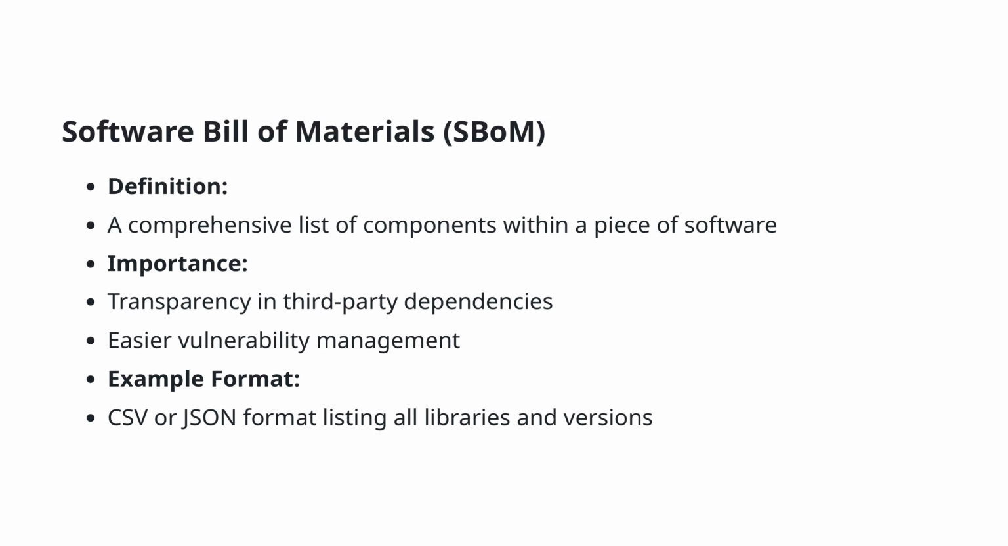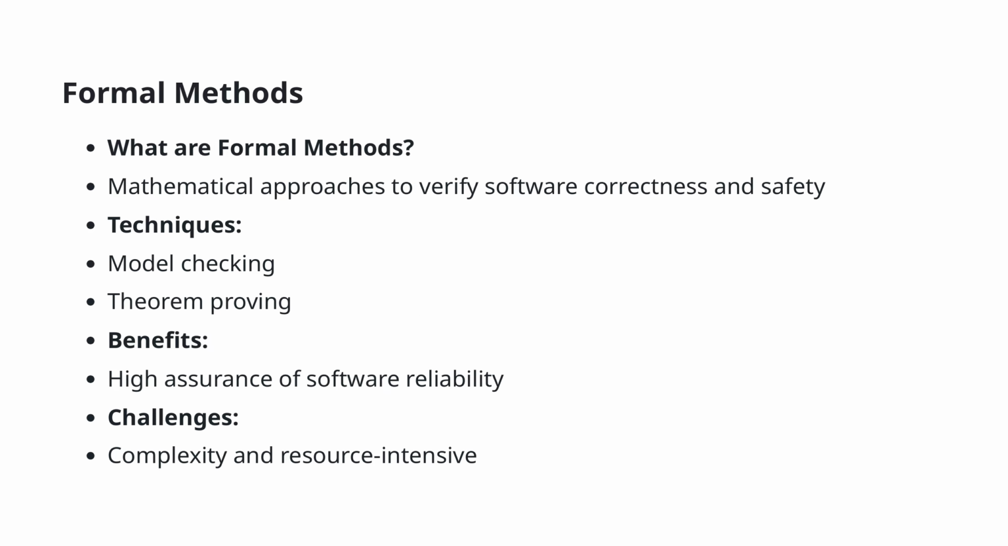of your software products. Formal methods are mathematical approaches used to verify the correctness and safety of software. These techniques ensure a high level of assurance in software reliability, making them a valuable tool in the software development process. Some of the main techniques in formal methods include model checking and theorem proving. Model checking involves systematically exploring the states of a system to verify properties such as correctness and safety. Theorem proving, on the other hand, uses mathematical logic to prove that a system adheres to its specifications.